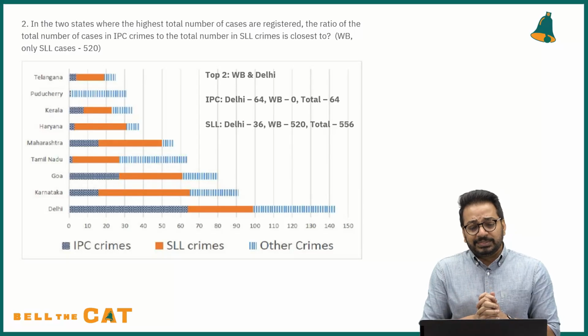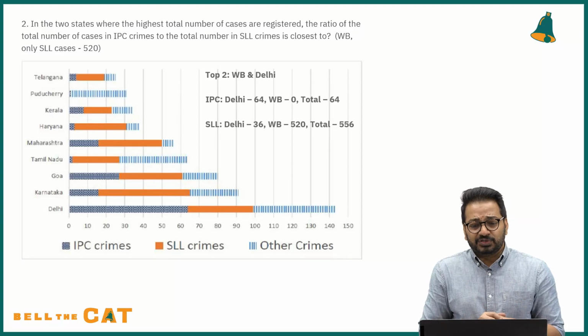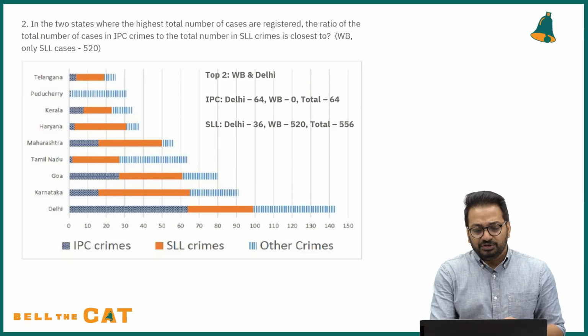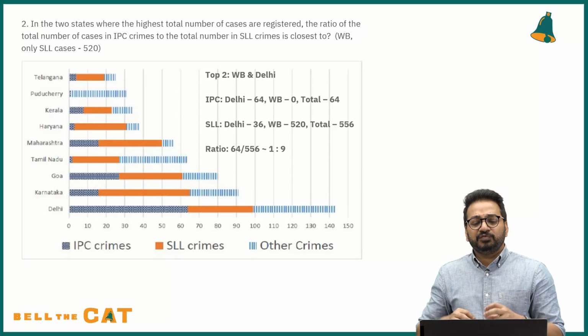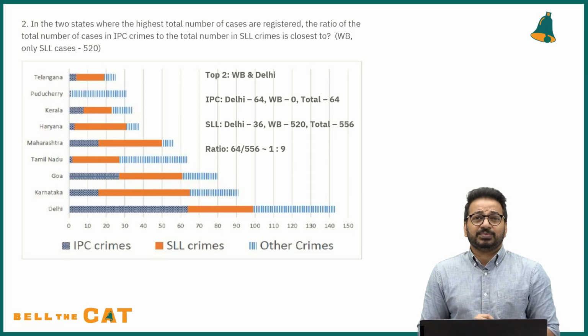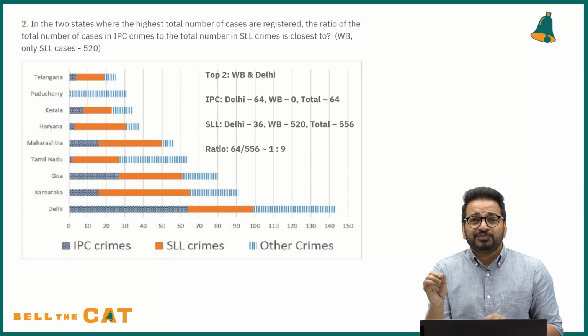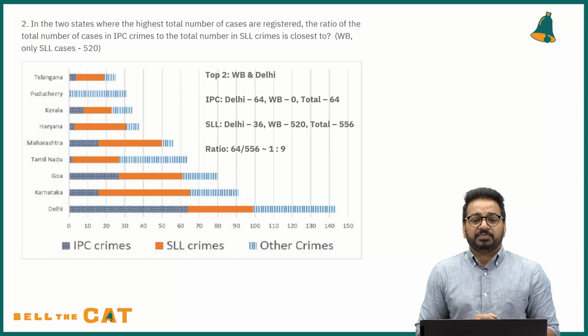So total is how much? Delhi is 35, 36. Even if I approximate, it's absolutely fine because it doesn't really matter. West Bengal is 520, total is 556. So what is the ratio? 64 is to 556, 6 9s are 54, so the ratio is 1:9 approximately, right? So very straightforward with respect to doing this also. Maybe for a few calculations you would need pen or paper.